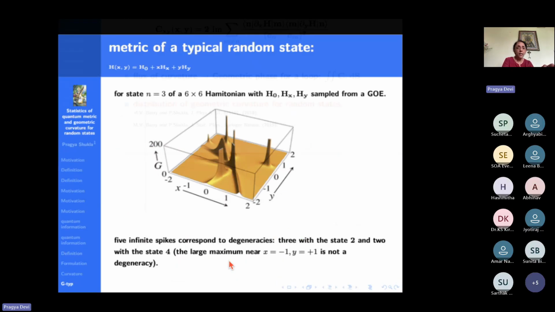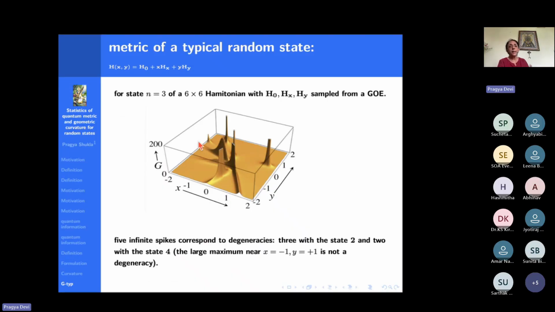Okay, so now let us see one example, the metric of a typical random state. And why we are looking at the typical random state, I will come to in a few minutes. So here I'm considering a Hamiltonian which depends on two parameters, x and y. Just for simplicity, I'm taking it very simple. There is H naught, the initial Hamiltonian. It is perturbed by Hx and Hy. Hx perturbs H naught with perturbation strength X, and Hy perturbs H naught with perturbation strength Y. X, Y are the parameters which can change.